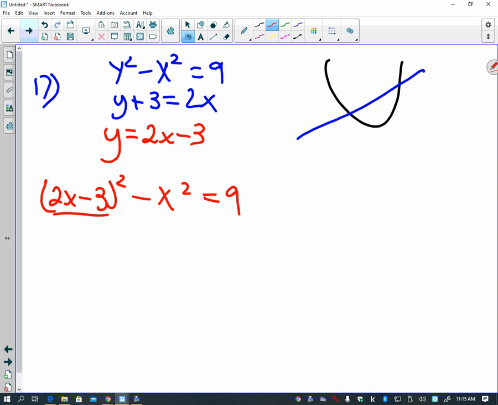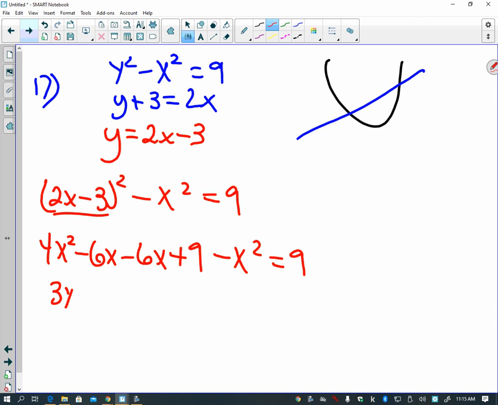On this first portion, the thing you have to be careful to remember is that you're FOILing. So 2x times 2x is 4x squared. 2x times negative 3 is negative 6x. Negative 3 times 2x is negative 6x again. Negative 3 times negative 3 is positive 9. Then you have minus x squared equals 9.